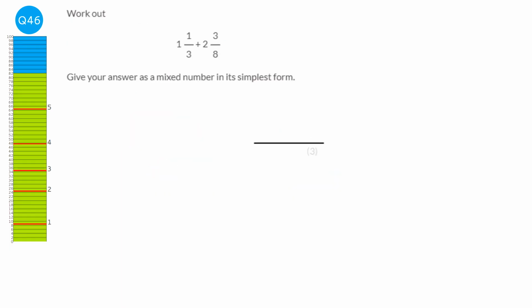A different way of writing this is 1 plus 1/3 plus 2 plus 3/8. So what we can do is just add the 1 and the 2 together to make 3. And then all we need to do then is find out what 1/3 plus 3/8 is. So we're looking for a common denominator between those two. And 3 and 8, if you write out the 3 and the 8 times table, the common denominator is 24, which is 3 times 8.